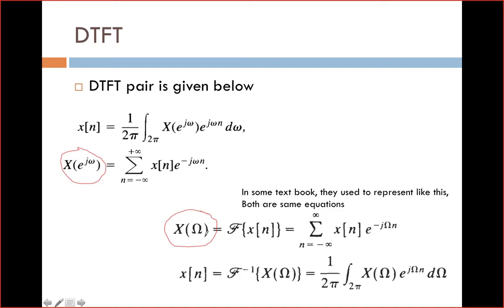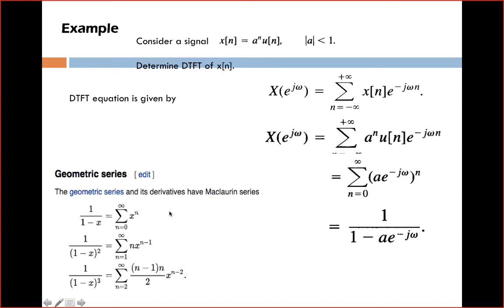Don't ask me why they have used capital omega and here they use e power j omega. Both are the same, okay? To give a difference between two different books, they might have chosen capital omega or small omega, something like that. There is no change in the equation. Both are exactly the same equation except for the notation. That's it. So with this small introduction about the DTFT and the DTFT pair, we are going to solve a problem.